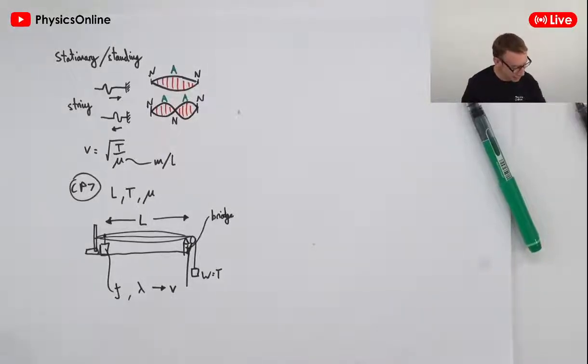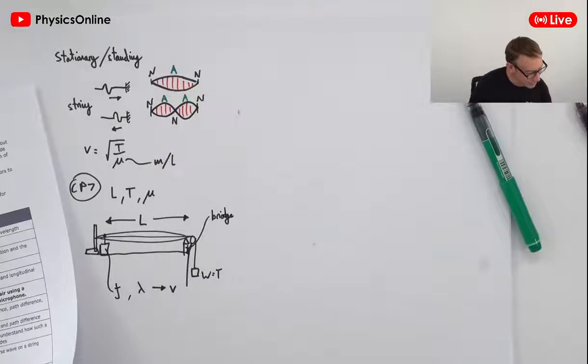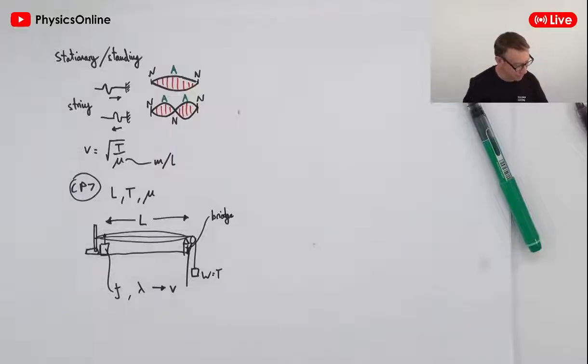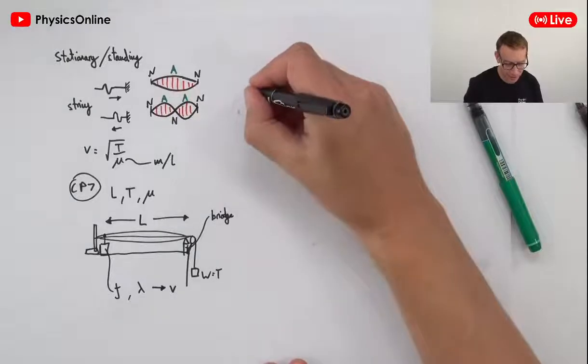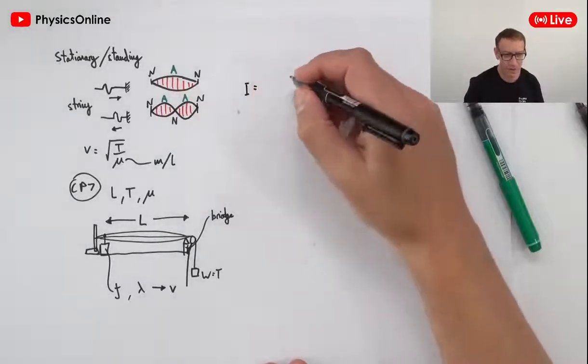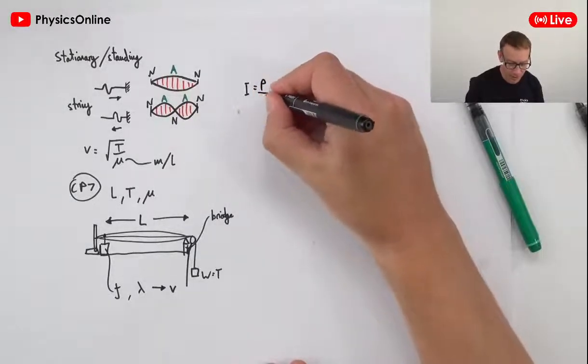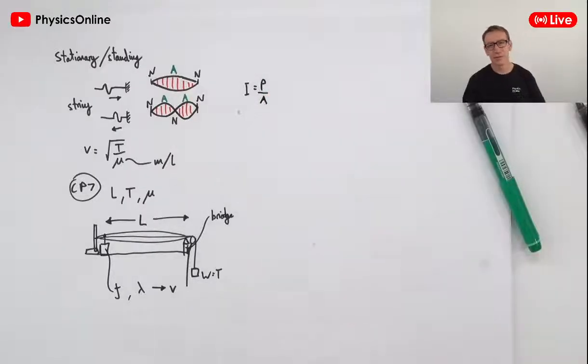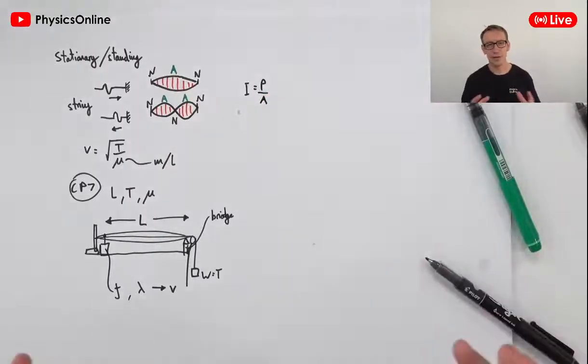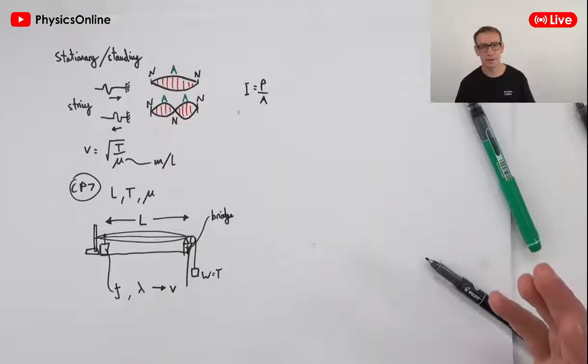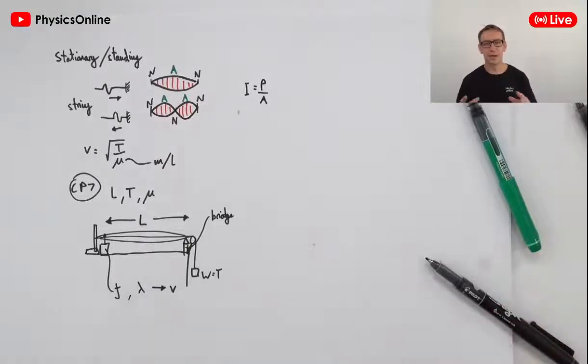The next bit is looking at the intensity of radiation. The intensity of radiation is equal to the power divided by the area. If you have a light bulb, for example, the power is the energy transferred per unit time. As you go further away, it becomes less intense because the energy being emitted every second is spread over a much larger area.